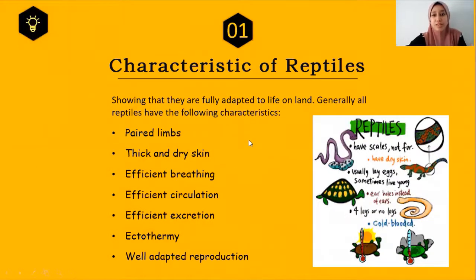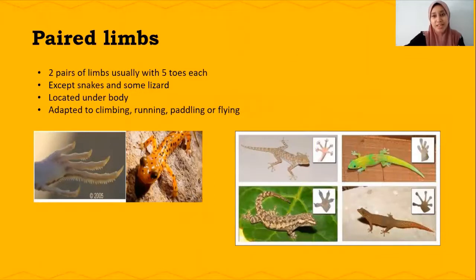Characteristic of reptiles. These characteristics show that they are fully adapted to live on land. Generally, all reptiles have the following characteristics. They have paired limbs, thick and dry skin. Usually, they have scales and not fur. Efficient breathing, efficient circulation, efficient excretion, ectothermy, meaning cold-blooded. Lastly, well-adapted reproduction as they usually lay eggs. We go into detail on each characteristic.